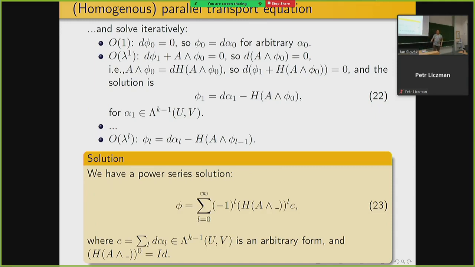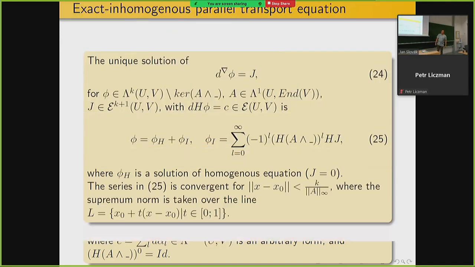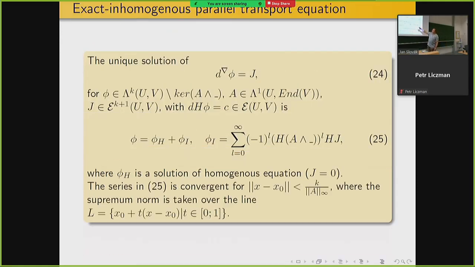So you pick any exact C, you apply this operator, and you get one solution. You take another C, you get another solution, and so on. So that's why I said that C is the initial value or boundary value for this problem. Okay, so now what happens if this equation has a non-zero right-hand side?